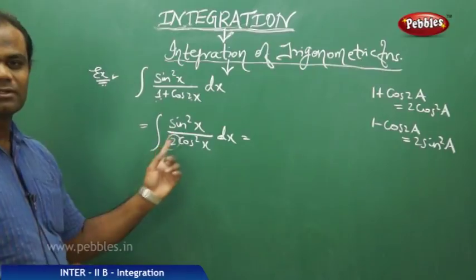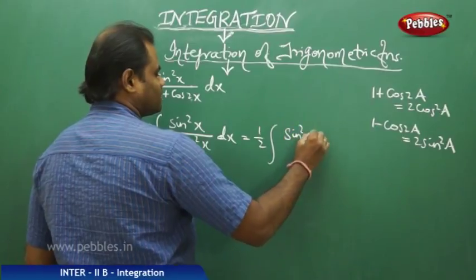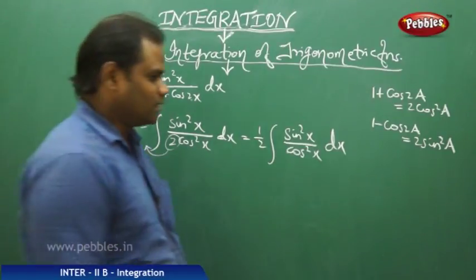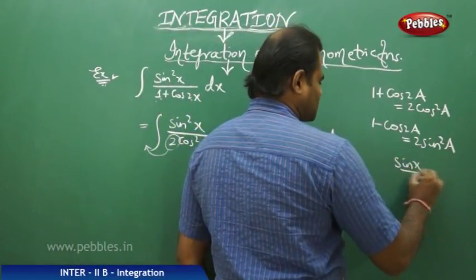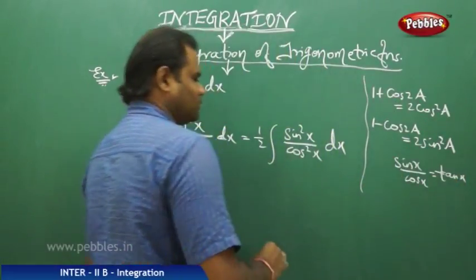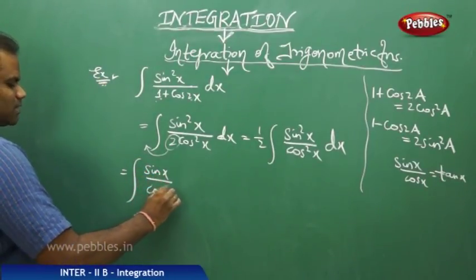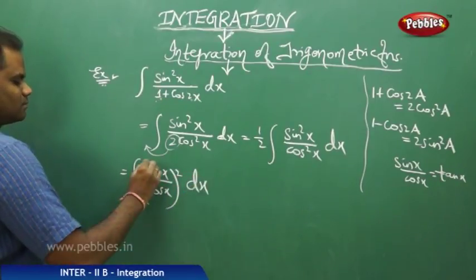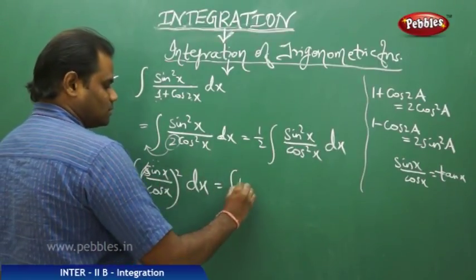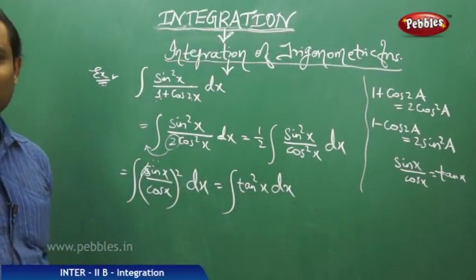Now, 2 is a constant. Therefore, I can bring it out, which comes as 1 by 2 of sine square by cos square. Now, we know that sin x by cos x is tan x. Using this formula of the sin x by cos x is tan x, I can write this as sin x by cos x whole square of dx, which reduces to tan square x dx is how we get.